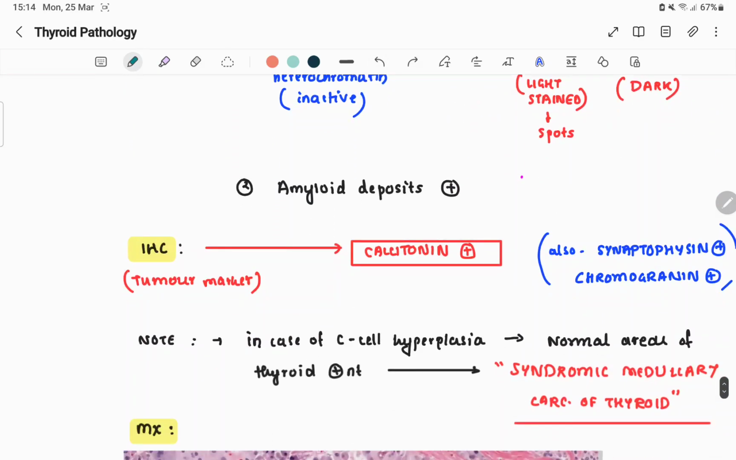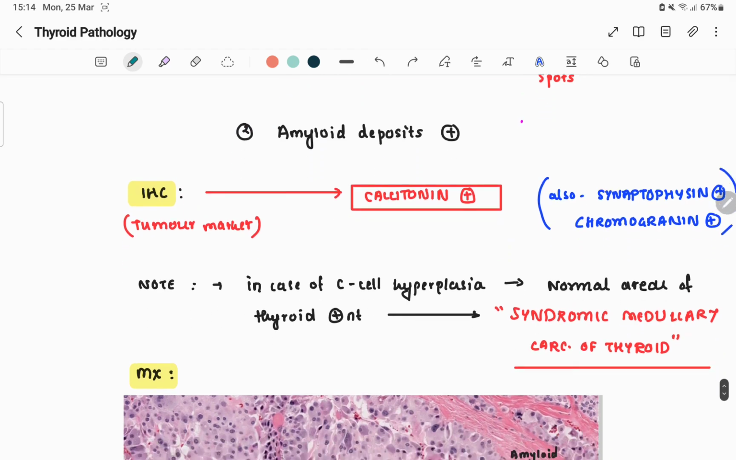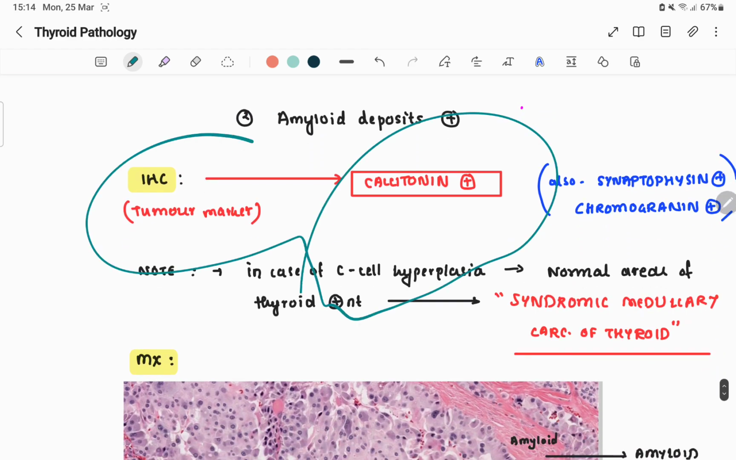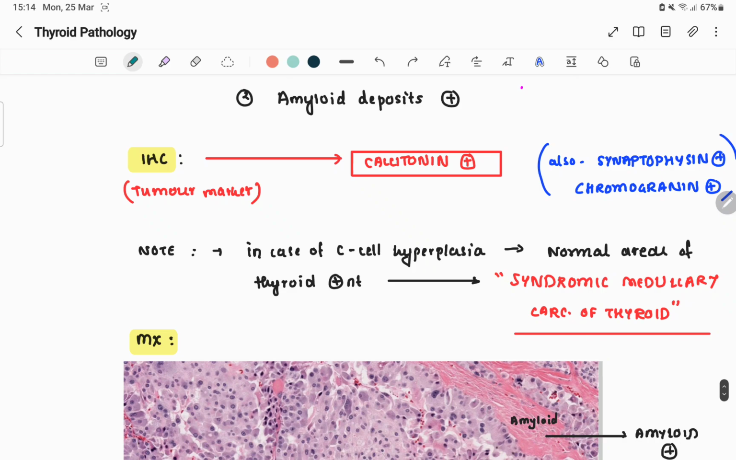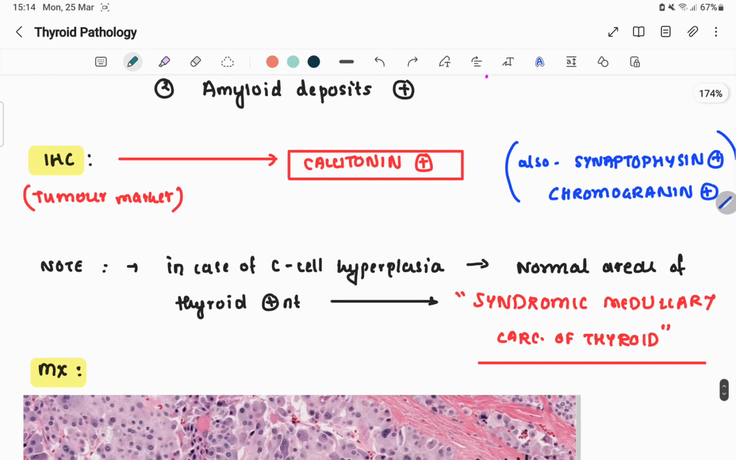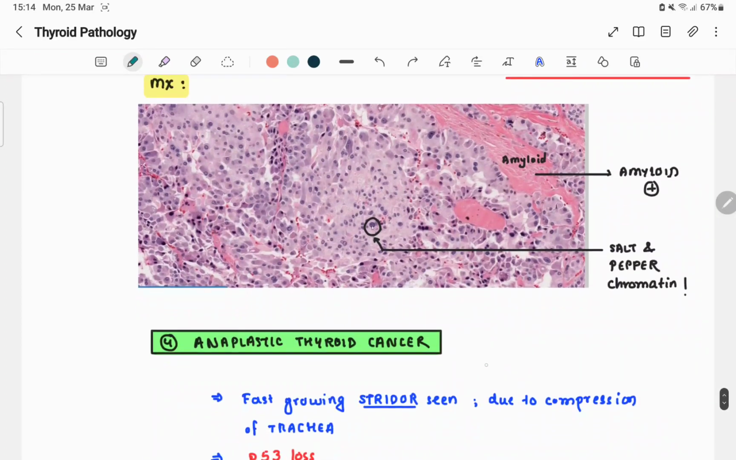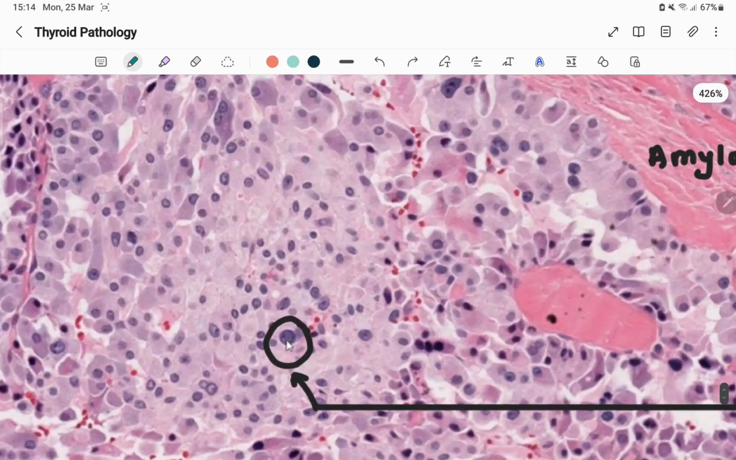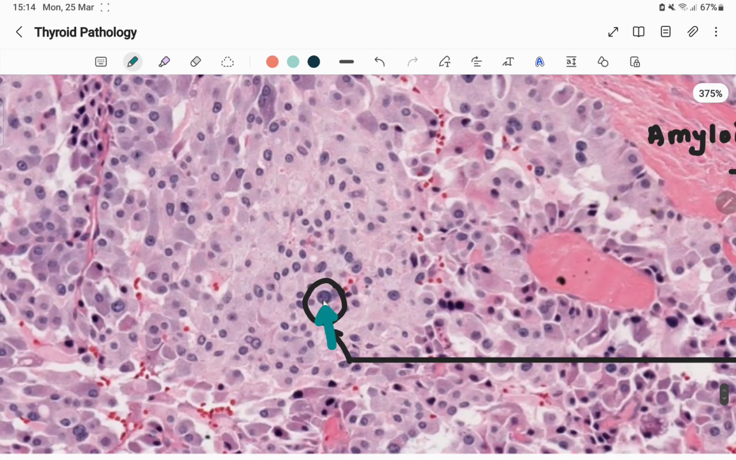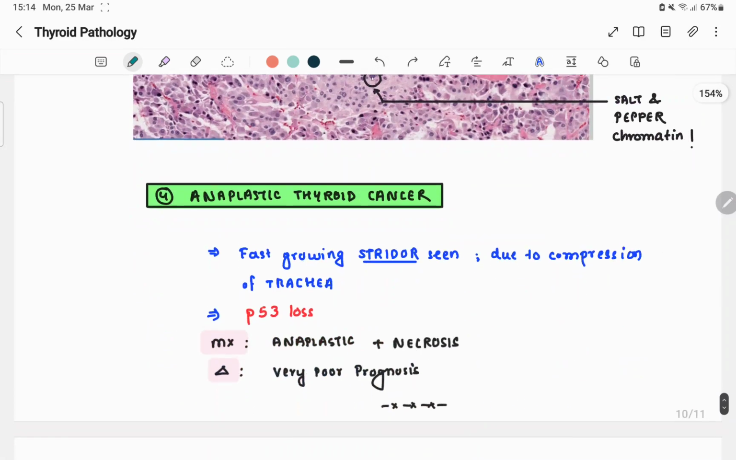And amyloid deposits may be present. Immunohistochemistry, I told, calcitonin will be present. Also synaptophysin and chromogranin will be positive. Understood? Microscopy, just look, this is amyloid present and this is salt and pepper chromatin. If I can zoom, look at this, the salt and pepper chromatin.